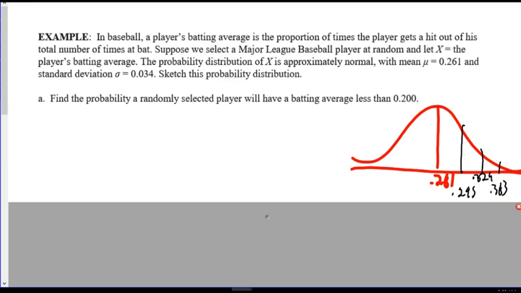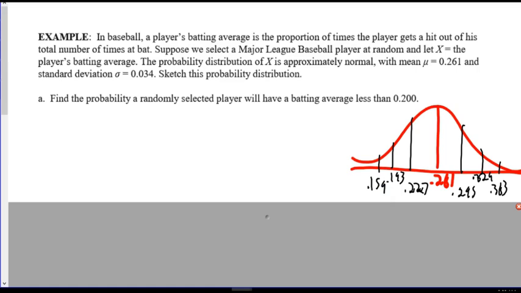Then I'm going to subtract 1, 2, 3 times. So back to 0.261 minus 0.034. I get 0.227. I'm going to subtract 0.034 again and get 0.193. And then I'm going to do it one more time, 0.034, and get 0.159. So these are batting averages along the distribution.